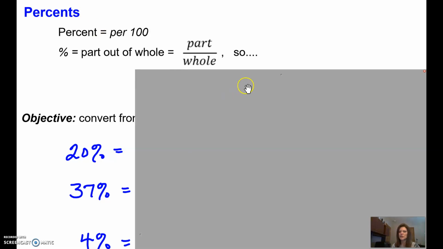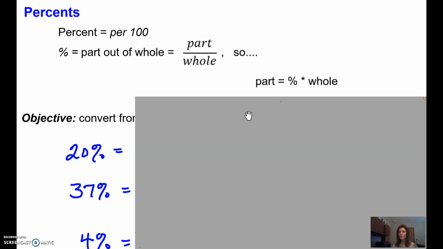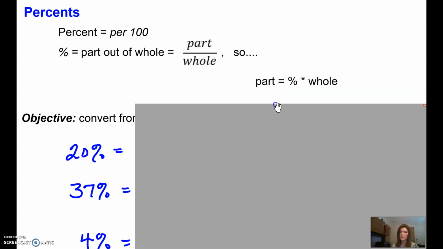So just a general conception of what that is. The other thing I want to make sure you understand is that if I want to find out how much a percent of something is, I'm going to be multiplying. So a part is going to be equal to the percent of the whole. All right, we'll use that later down the road, but I want to make sure that you understand that this equation right here, percent is the part out of the whole. If I multiply both sides by whole, I get this equivalent equation here. So that's why we're multiplying when we calculate percents of something.